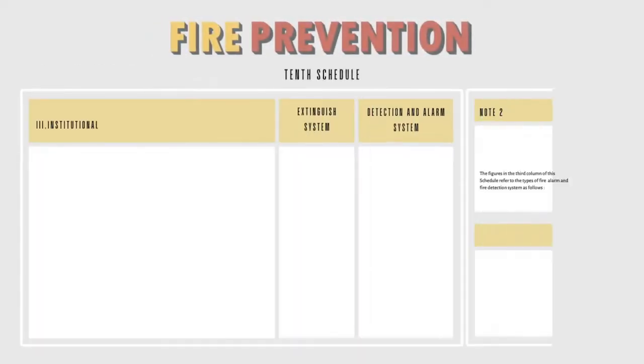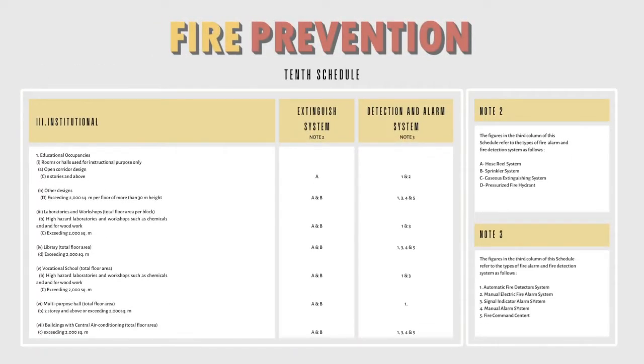Next is its time schedule, which consists of the requirements of the fire safety equipment needed in each area of the building. In this case, we are focusing on institutional occupancies since we are taking Taylor's building as an example.